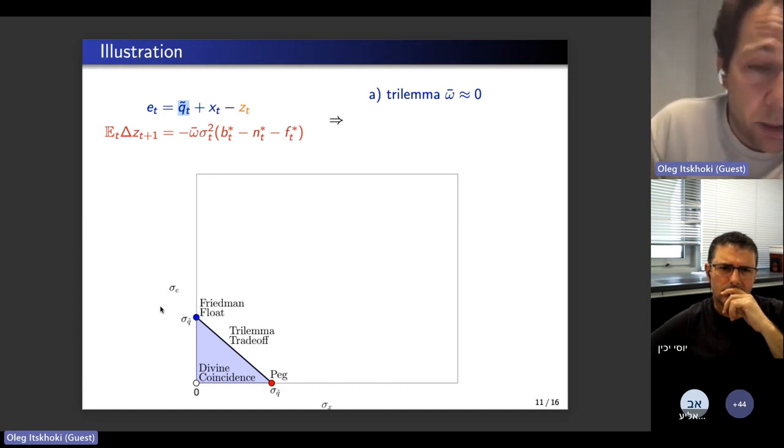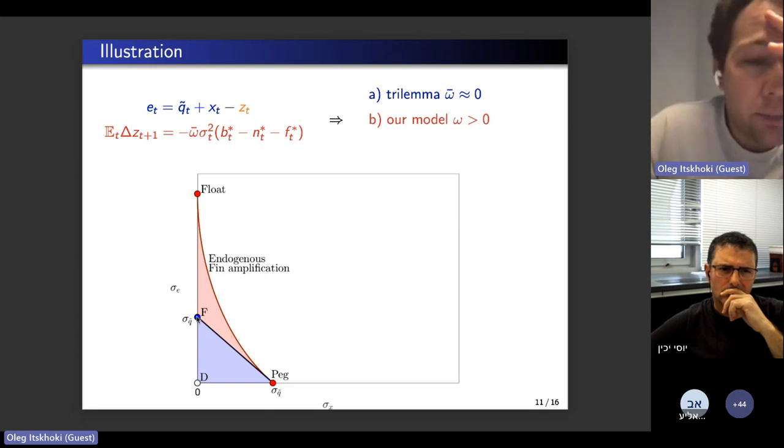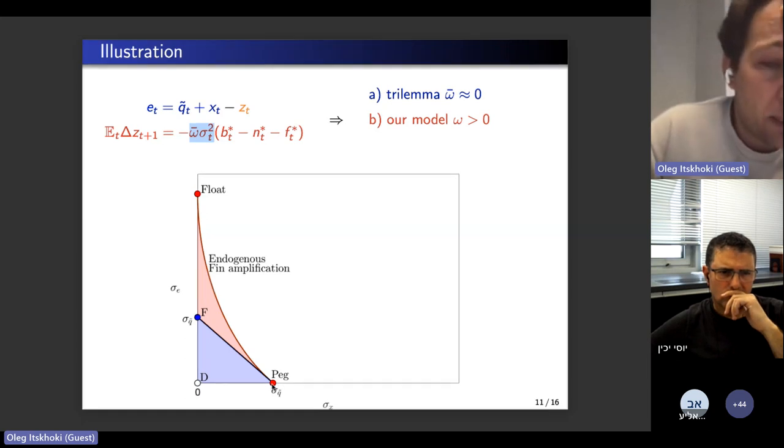So what happens in our model? In our model, this point is not feasible. The peg is still feasible. Why? Because under the full peg, sigma is equal to zero. So under full peg, the model looks just like when omega is equal to zero. So it will agree on the peg with the trilemma models, right? But the peg is not optimal.